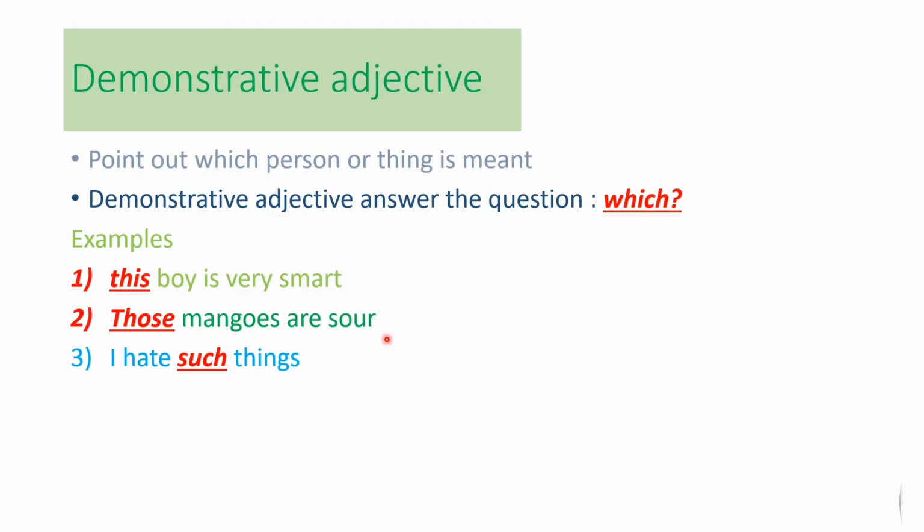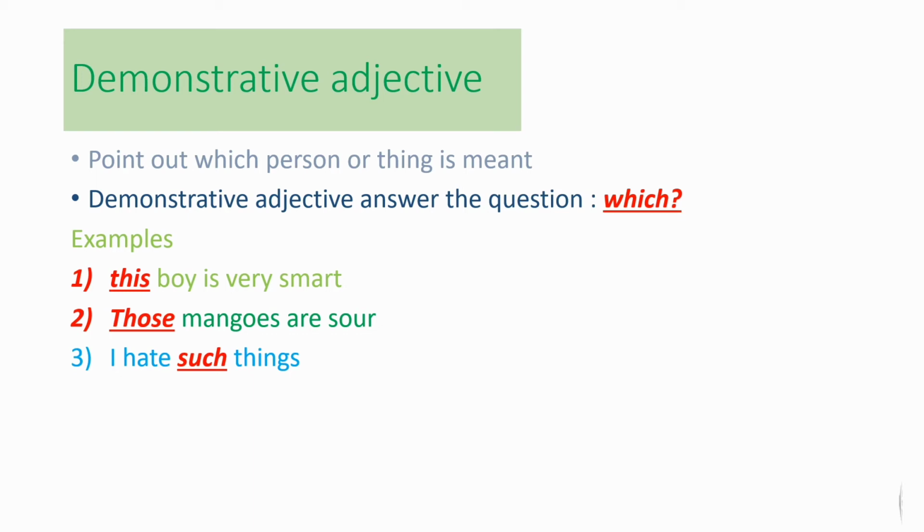Now moving to another type of adjective, which is the demonstrative adjective. Demonstrative actually means to show or to display. So a demonstrative adjective points out which person or thing is meant. A demonstrative adjective answers the question which. Simply we can say a demonstrative adjective is that adjective which demonstrates or points out a person.